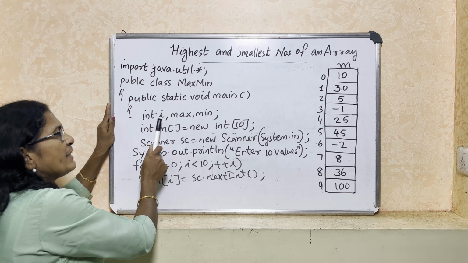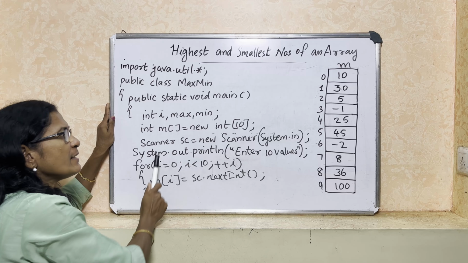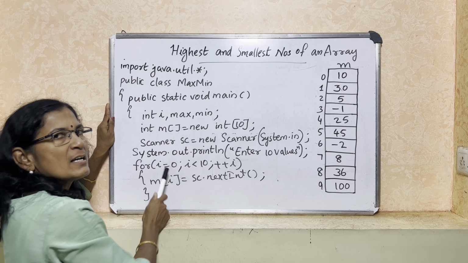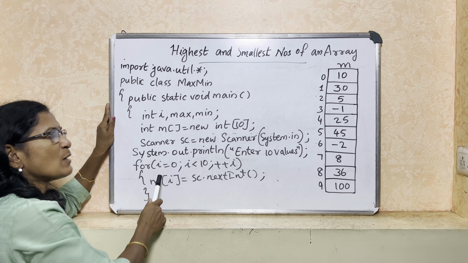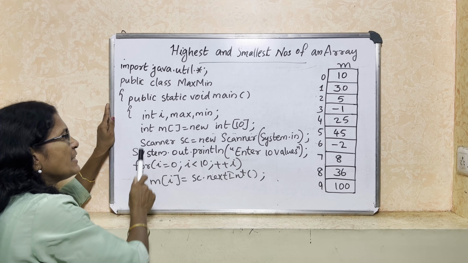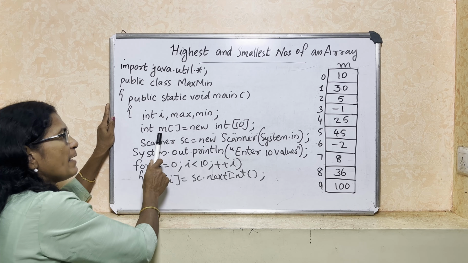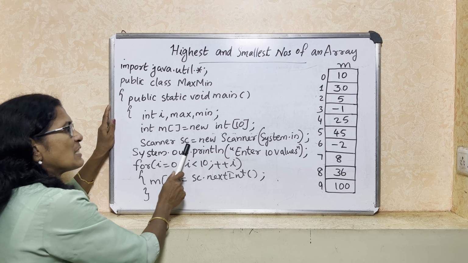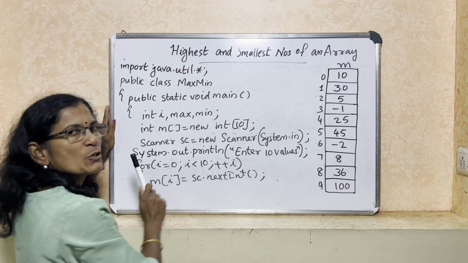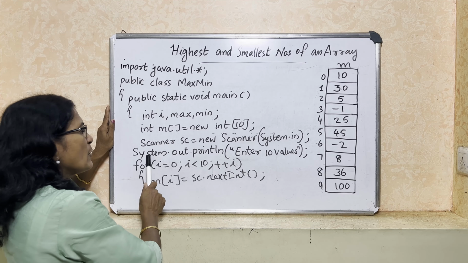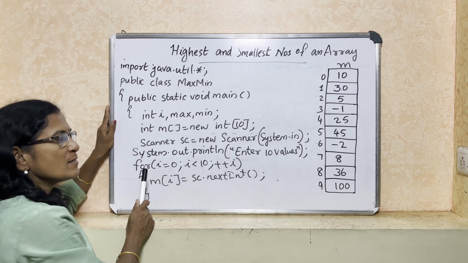Next, we have declared the loop index variable I and the variables to store the highest value of the array, max, and to store the smallest value of the array, min. An integer array with the name M is declared. Scanner class object is declared. Scanner sc equal to new Scanner(System.in). A message is given to the user to enter 10 values.